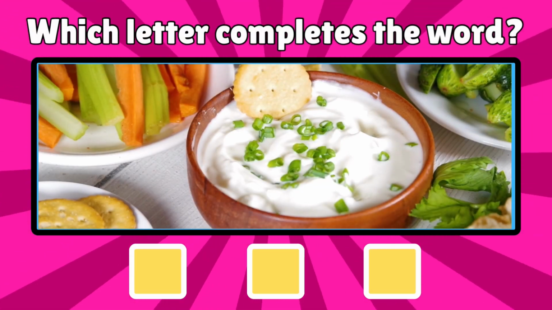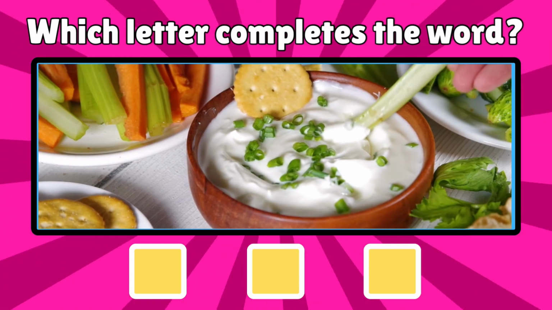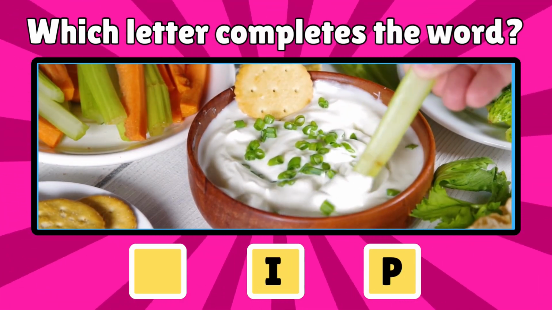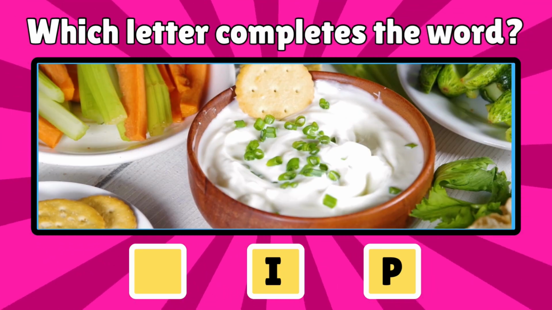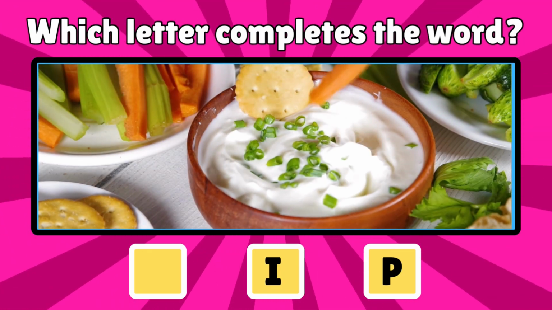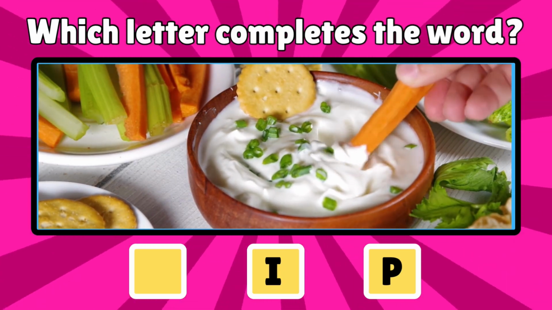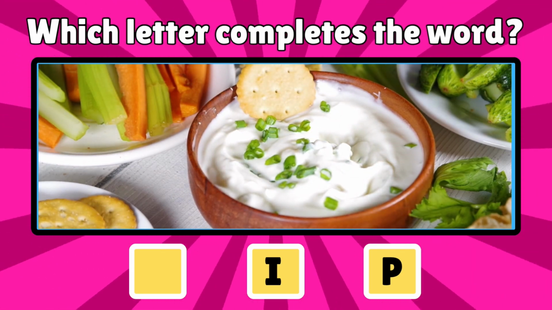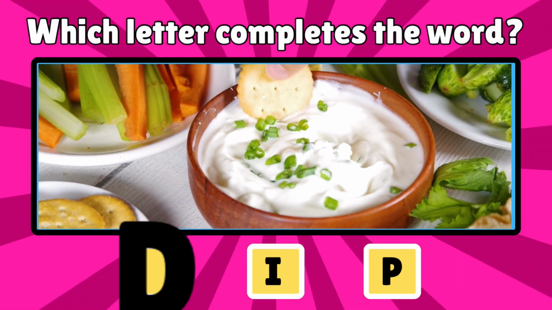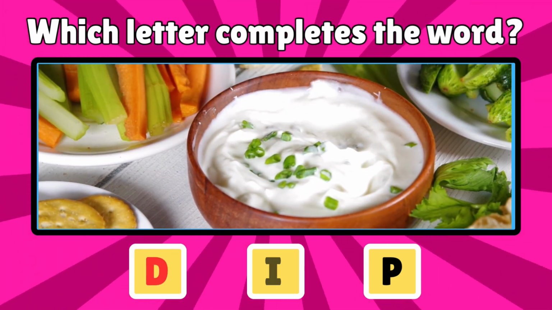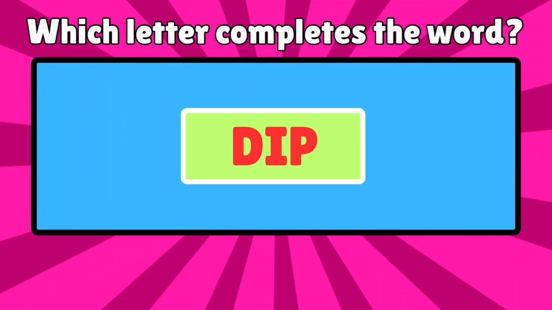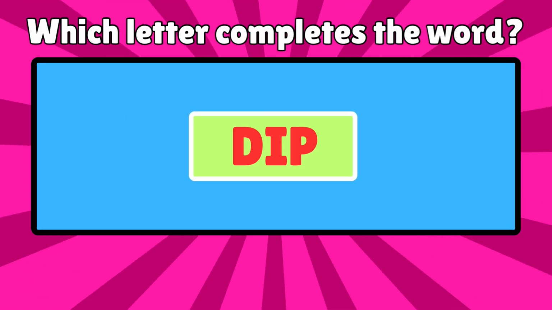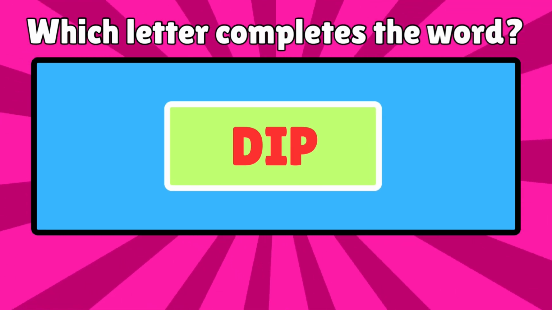Look at the picture. It is a dip. First letter is missing. I, P. Which letter completes the word? It is D. D, I, P. Dip. Can you say it again? D is for dip. Dip.